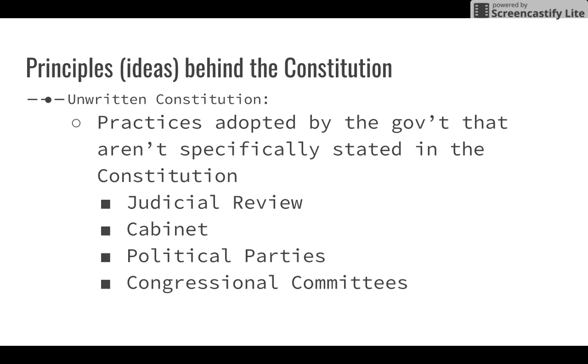And then we have congressional committees. For example, if we want to improve our school lunch, we will get some congressmen on a committee, and they'll investigate why school lunch is bad and what can be done to make school lunch better.